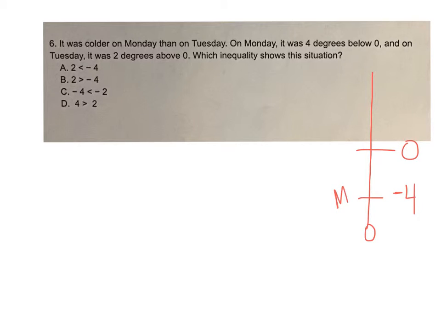And on Tuesday, it was 2 degrees above 0. So it's going to be above it, so that's going to be +2 for that one. Yep, perfect. All right, so now looking at our inequalities.